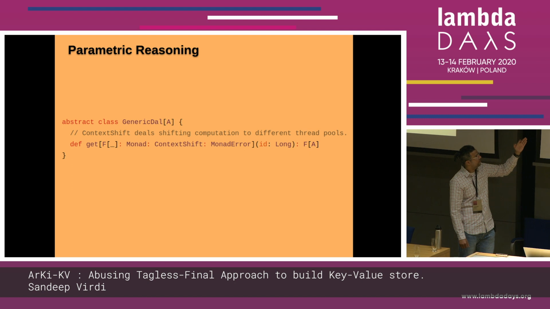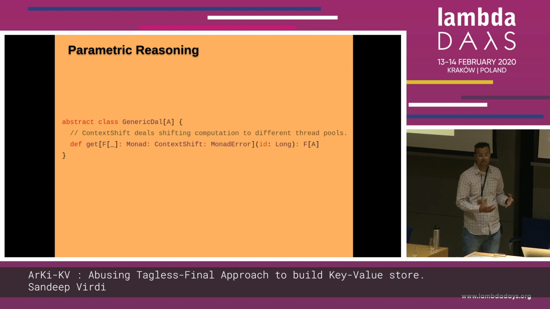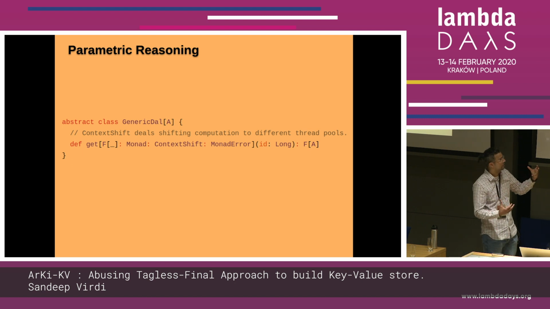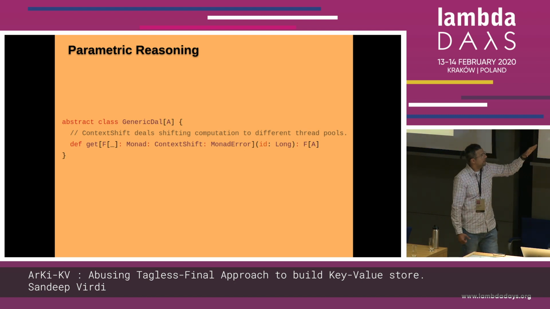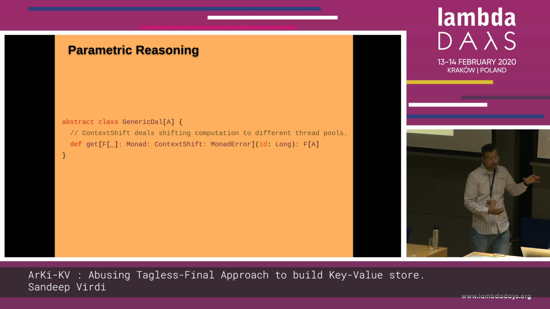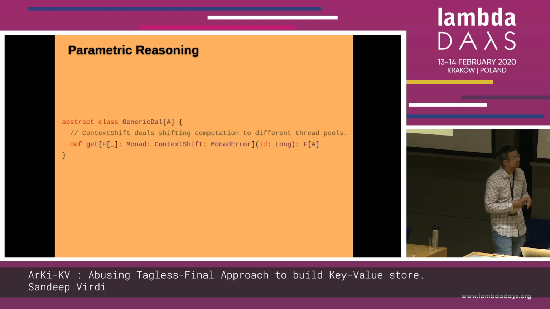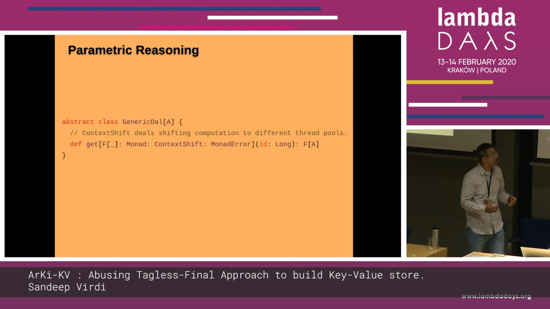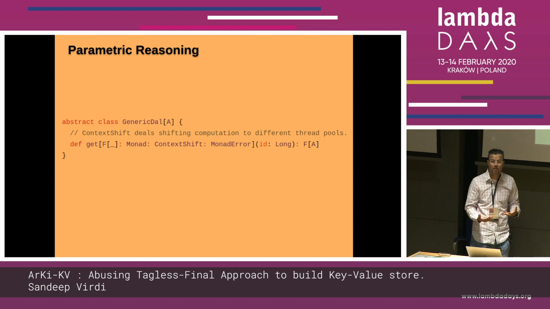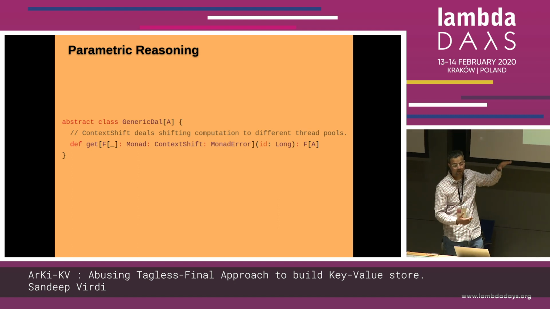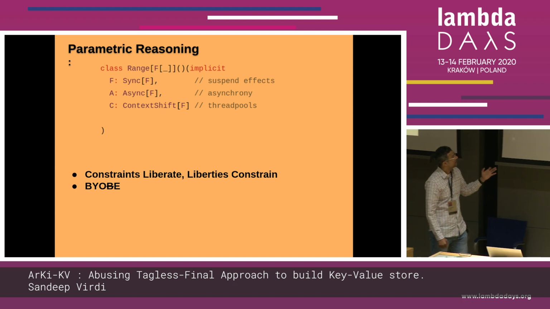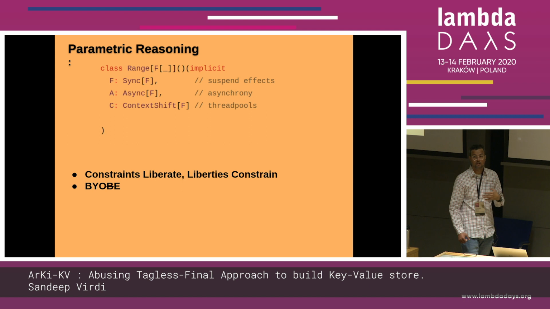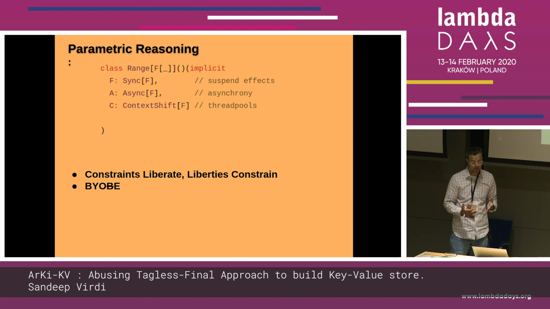Further constraining F to monad error, now we know that this function can also handle errors. I mean, there's error handling present here. By pushing more type information into our APIs and algebras, we can have more reasoning without going into too much detail of the implementation. You have more local reasoning, and that's what you're looking for by just looking at the APIs or the signatures. Constraints Liberate, Liberties Constrain is a very good talk by Runar. If you haven't looked at it, just check it out.